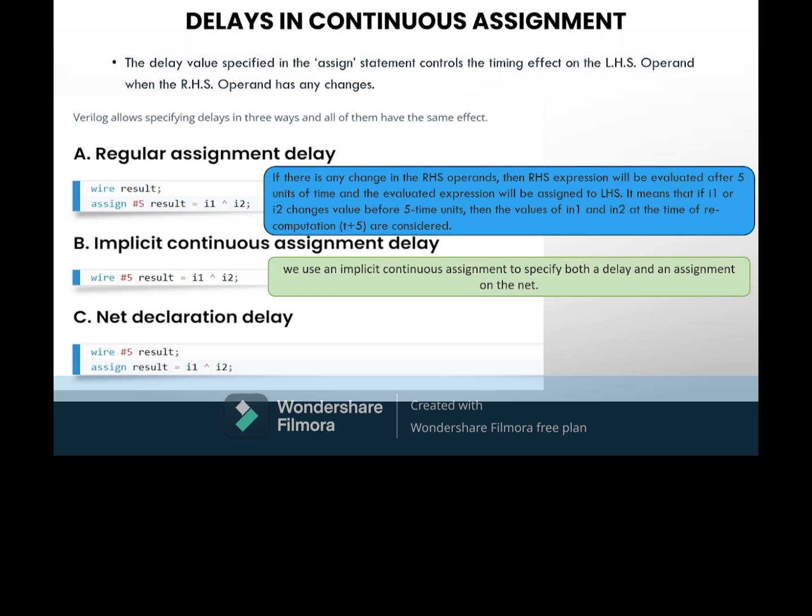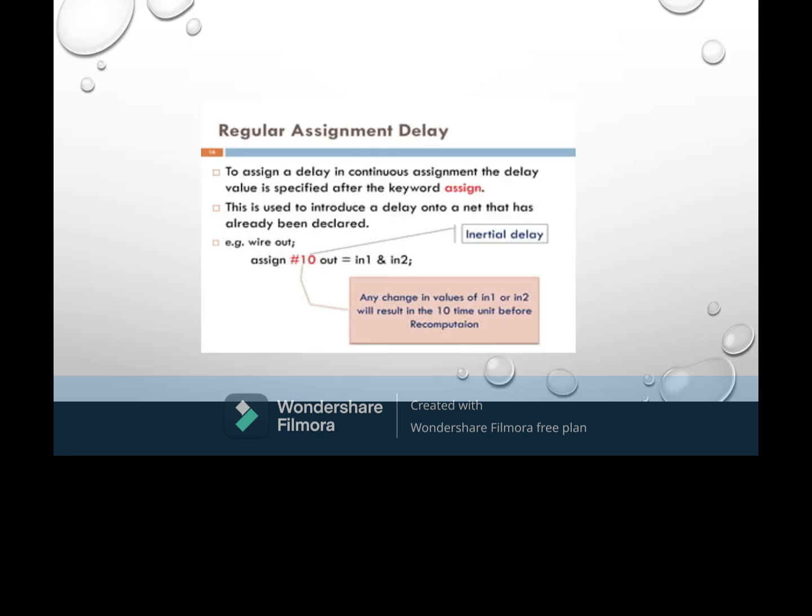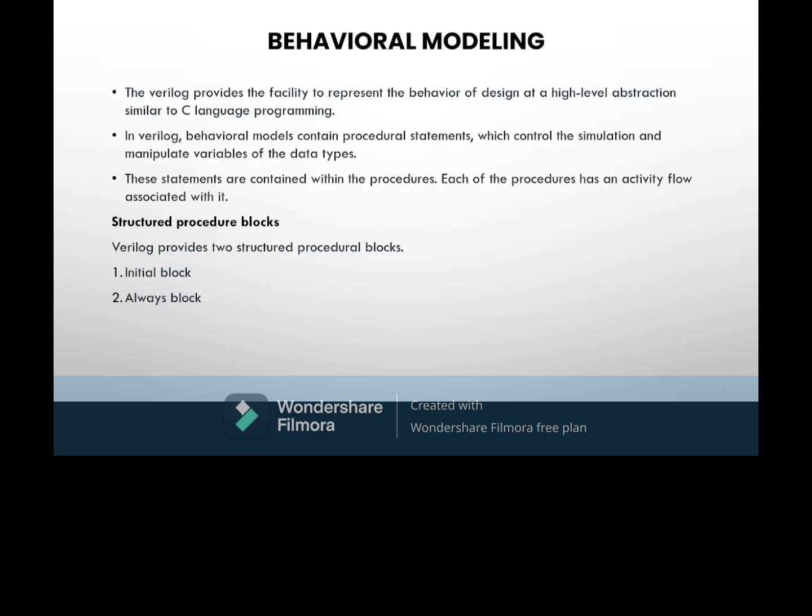Here in data flow modeling we again have three kinds of delays: regular assignment delay, implicit continuous assignment delay, and net declaration delay. I have explained this clearly in the full length video, right? We have seen various types of delays. And then after data flow modeling comes the behavioral level modeling.